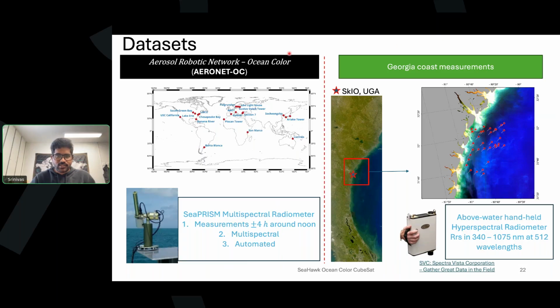Using these two data streams, we evaluated the Hawkeye level 2 reflectance products. What we did was compare the Hawkeye level 2 reflectance product with collocated and concurrent in situ measurements from either Aeronet OC or the Georgia coast. So we took the images from the same day within plus or minus 2 hours and compared the data from Hawkeye and the in situ data.